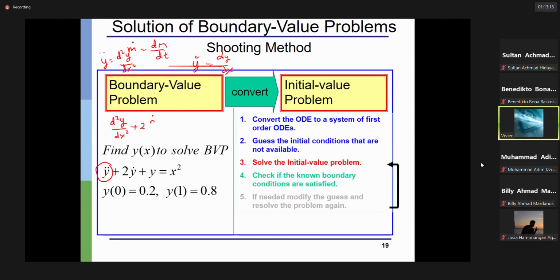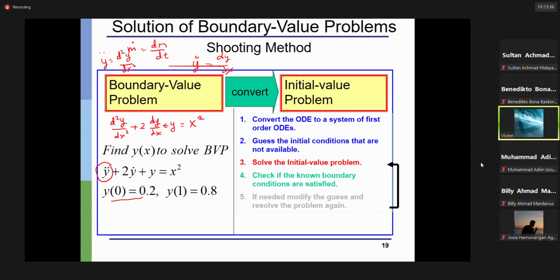Plus 2 times the first derivative, plus y, and that will be equal to square root of x. And we have the boundary conditions: at x equals 0, the y value is 0.2, and at x equals 1, the y value is 0.8.